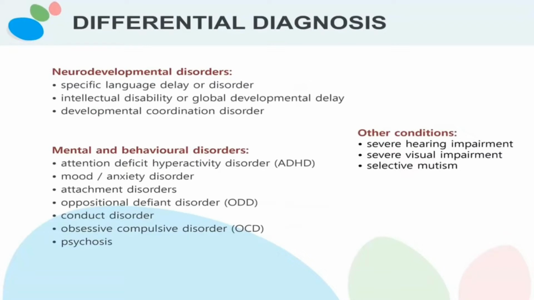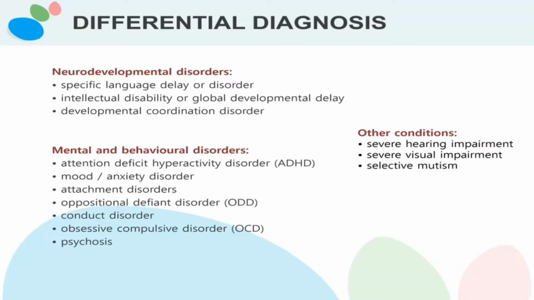When we want to diagnose someone with autism, there are a few things that we have to keep in mind. These are what we refer to as differential diagnosis. This is to make sure that we give an accurate diagnosis to children with autism, so that you don't misplace this child in a normal class and things like that. First and foremost, of course, hearing impairment, visual impairment, and selective mutism.